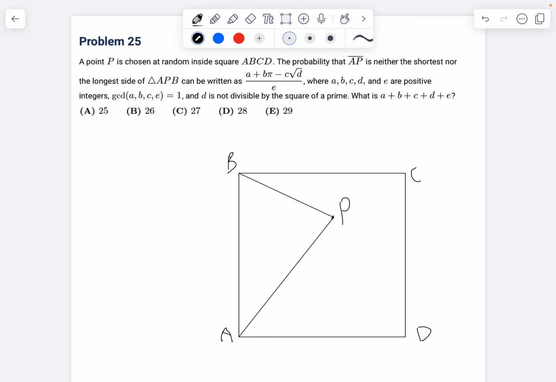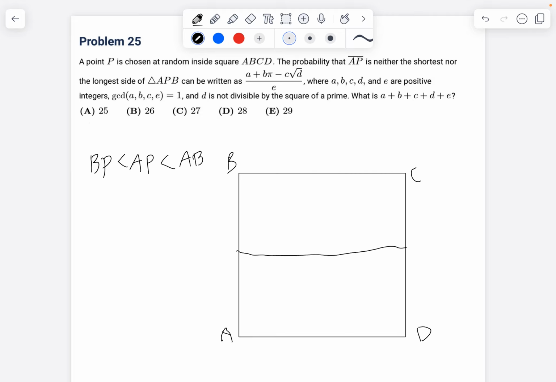So if we want AP to be neither the longest nor the shortest side, we need AP to be bigger than BP and smaller than AB. Therefore, we can put a line. We can cross out half of ABCD, because if P is on the other side of this line toward AD, then AP becomes the shortest side of the triangle. So we draw a line over here.